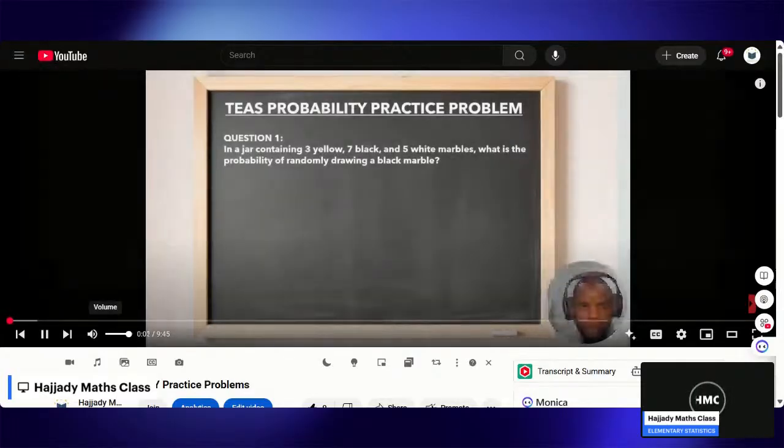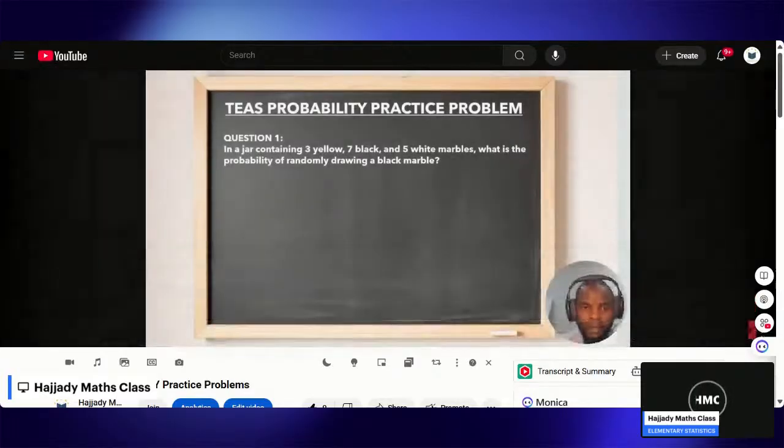This is my first series on this exam. Today I'll be solving probability practice problems. The first question says, in a jar containing 3 yellow, 7 black and 5 white marbles, what is the probability of randomly drawing a black marble?